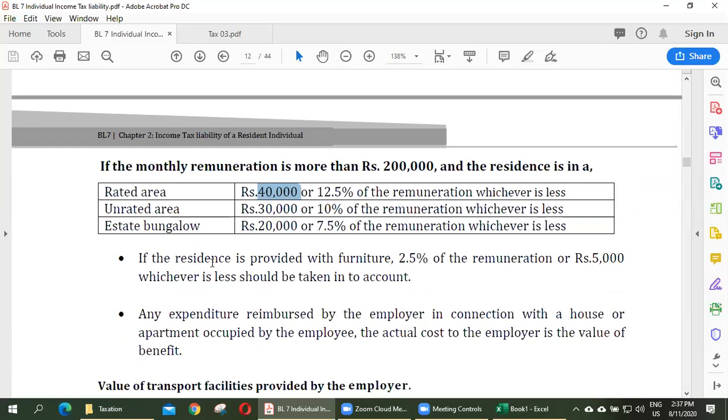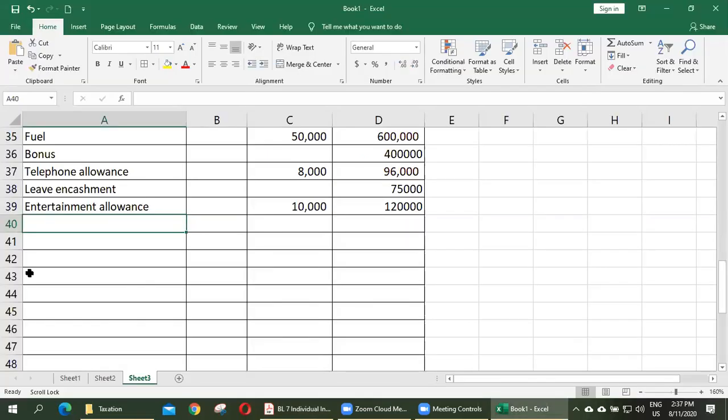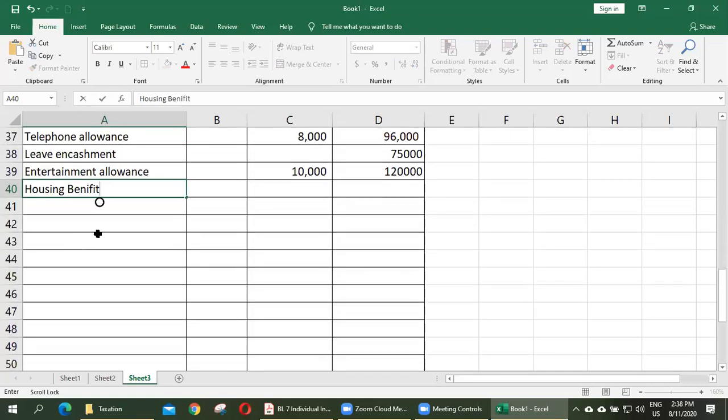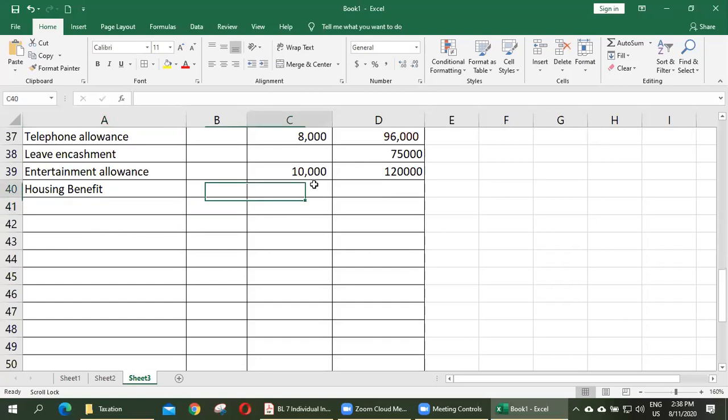And also, this house is provided with furniture, 2.5% of the remuneration or 5,000, whichever is lower. So 5,000 most of the time is the lower value. So therefore, we'll take the housing benefit. Housing benefit for this, how much? Housing benefit is 40,000 per month. 40,000 a month. Therefore, into 12.